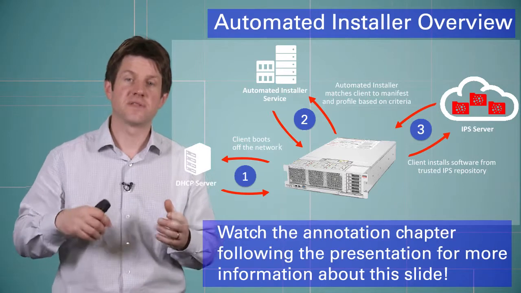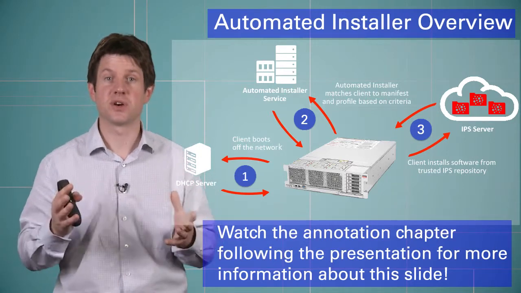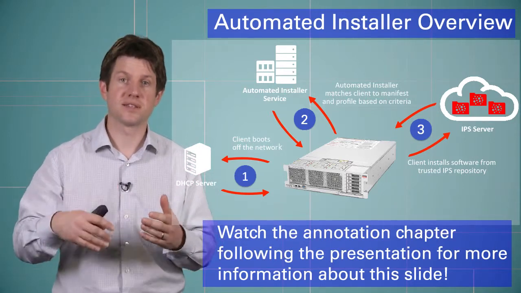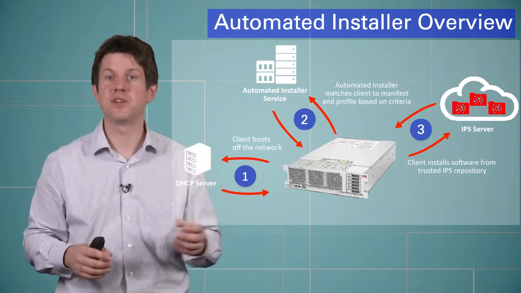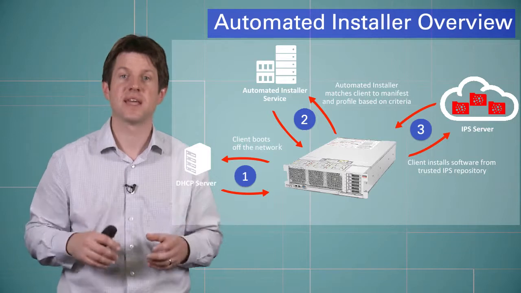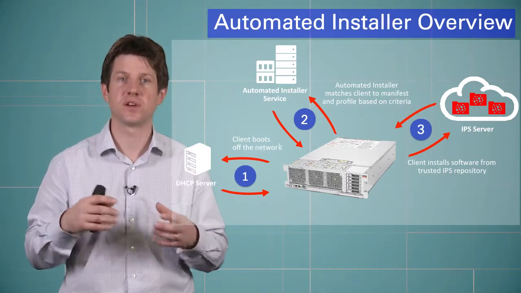So the automated installer is very similar in concept to doing a JumpStart install. You'll boot a client system over the network, it'll contact a DHCP server, it'll get an IP address, a host name, and the address of the AI server, the automated install service.